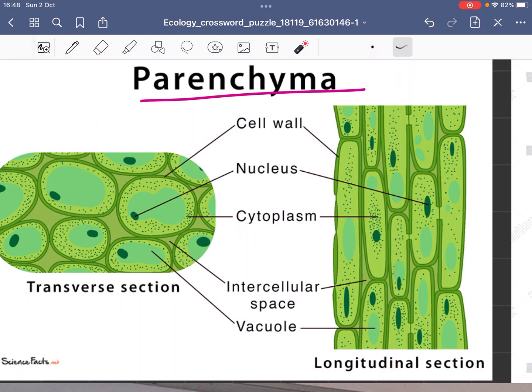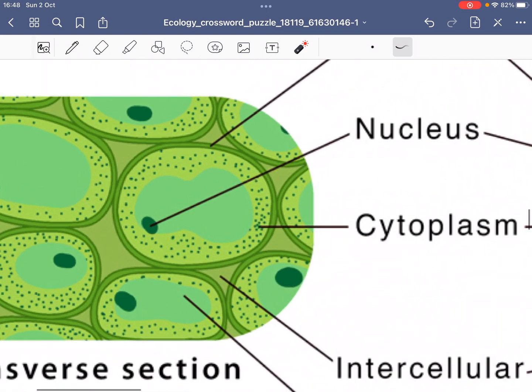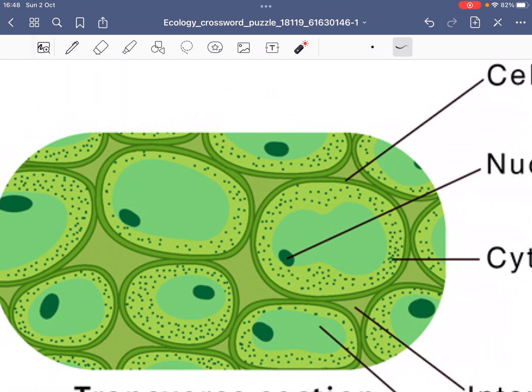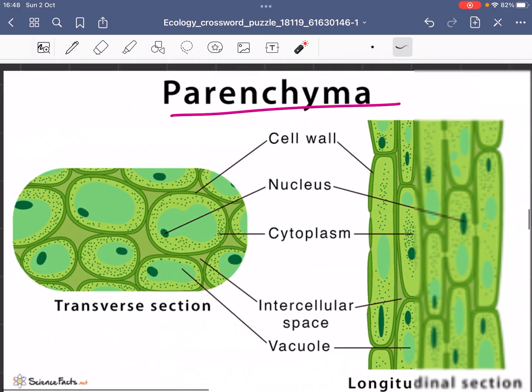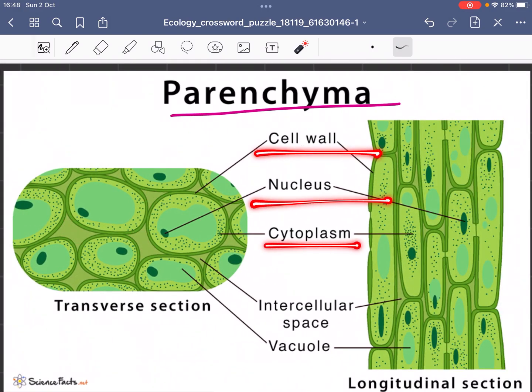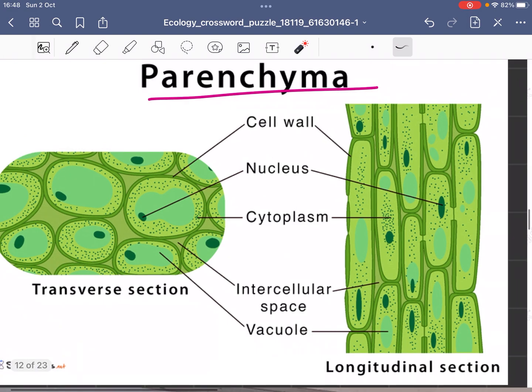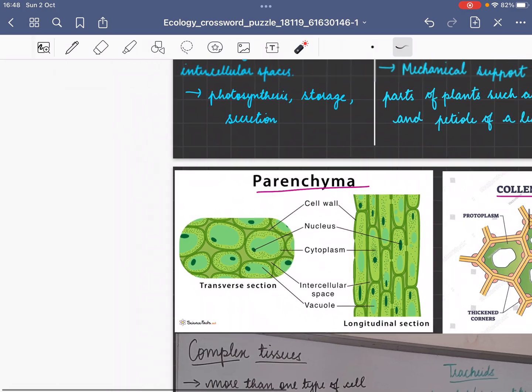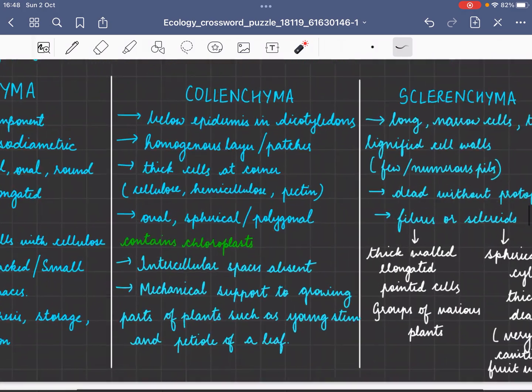So you can observe very few intercellular spaces, right? No or very few intercellular spaces. Usually they have a small amount of intercellular spaces, and these are the intercellular spaces. You have the presence of cell wall, nucleus, cytoplasm, intercellular spaces, and vacuoles are also present. It's basically the same thing, just cut into different sections so you can see how they are. Now let's move on to collenchyma.